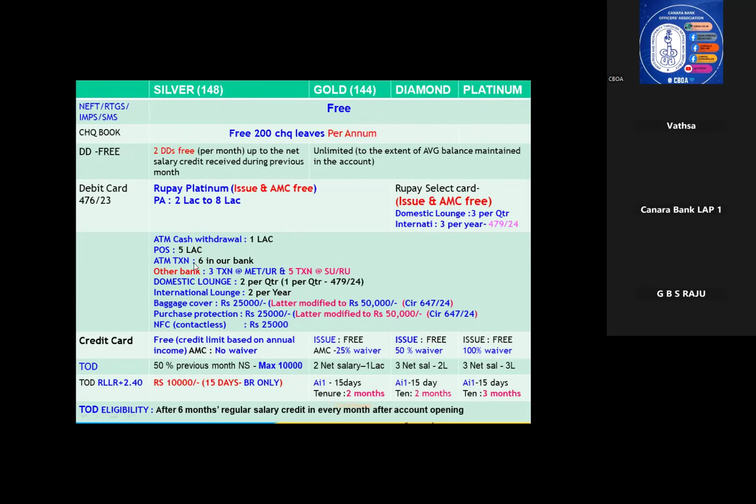Other bank, this has been changed. Domestic lounge 2 per quarter, international lounge 2, baggage cover 25,000, purchase protection 25,000, and NFC 25,000. All these things are common.